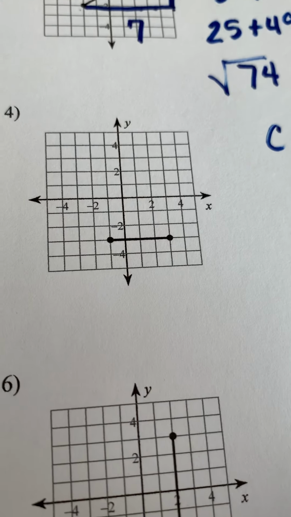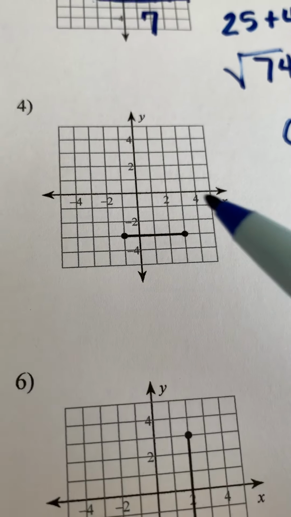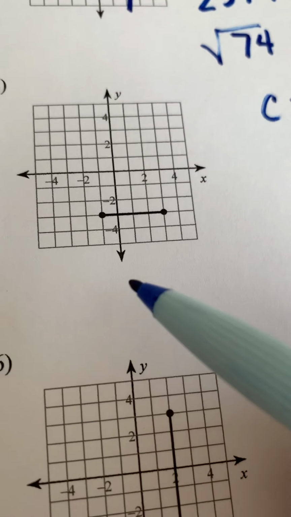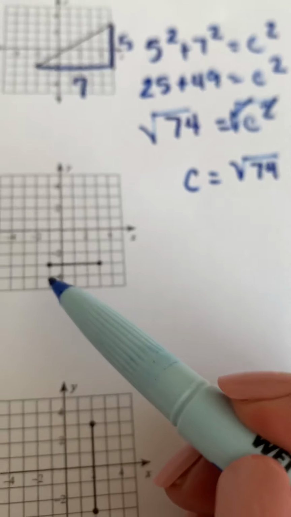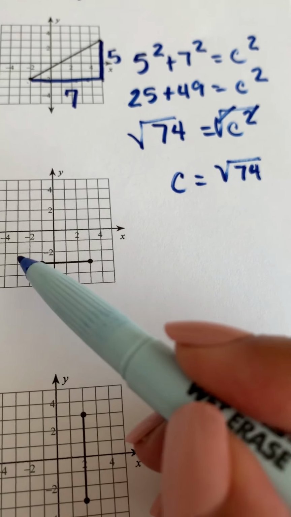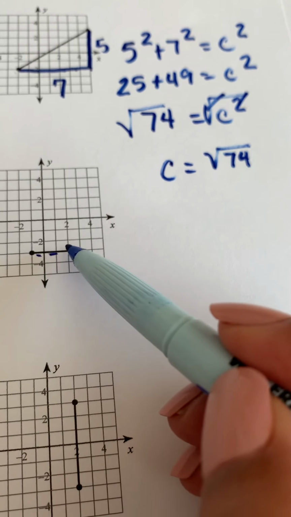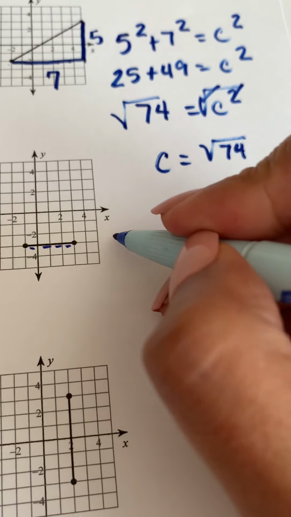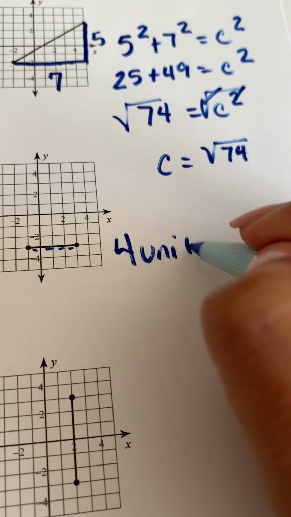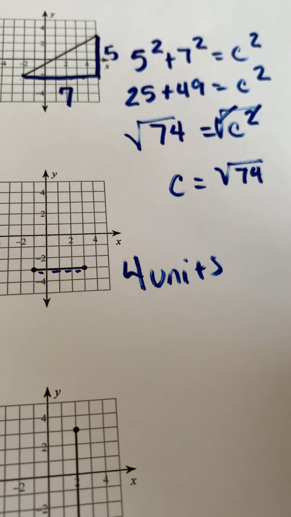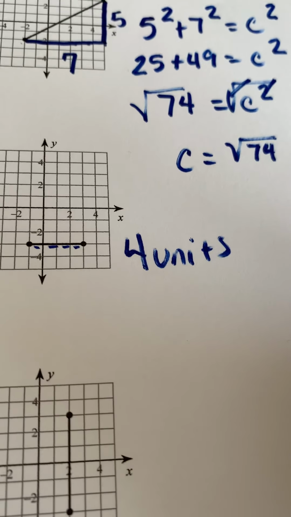Notice this one here, on number 4, the triangle can be written many ways, but it's a flat line, so we can count the distance. I'm going to go 1, 2, 3, 4. This has a length of 4 units. And that's it. So if you get a flat line, you just have to count how many spaces.